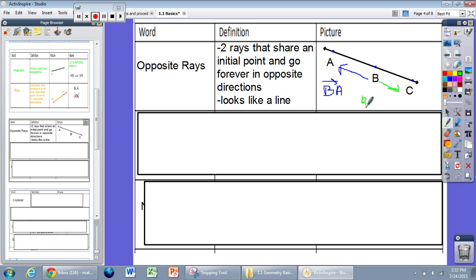Alright, notice I started each time with B. That's my initial point. And I used my colors to represent which part of the ray that I was talking about.